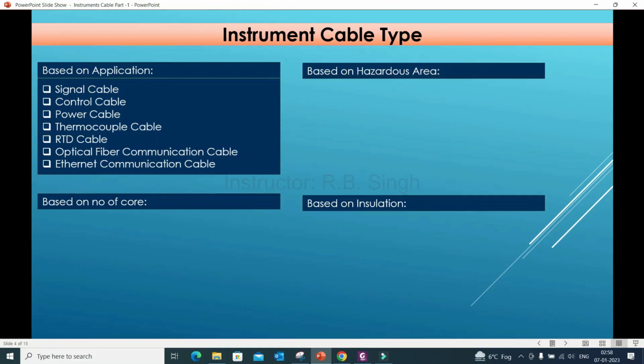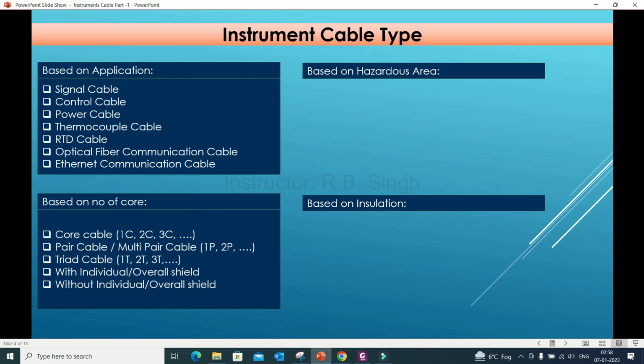There are different types of cable used in the instrumentation department based on the applications: signal cable, control cable, power cable, thermocouple cable, RTD cable, optical fiber communication cable, and Ethernet communication cables. Based on the number of cores, there are core cables like 1 core, 2 core, 3 core and so on, and pair cable or multi-pair cable like 1 pair, 2 pair, 3 pair and so on. Triad cable for RTD like 1 triad, 2 triad, 3 triad can also be used.